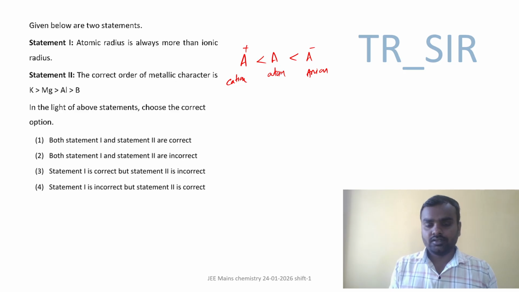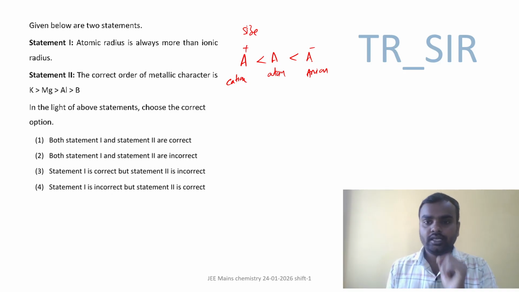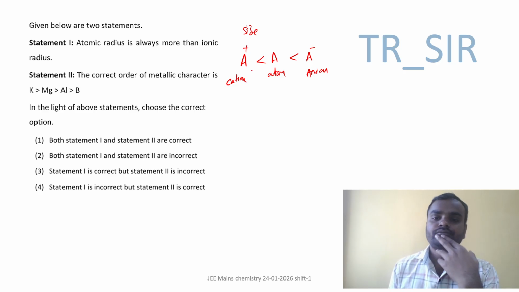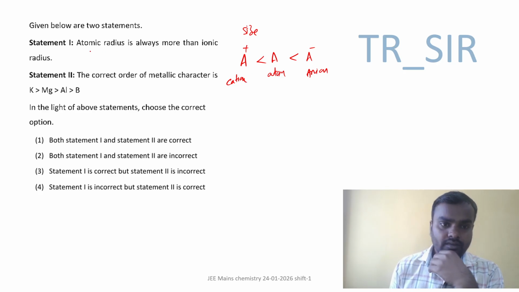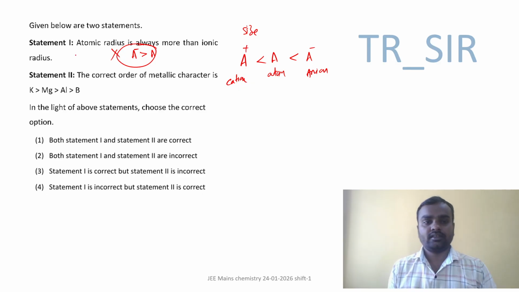So the size order is what happens. Anion is always more than the neutral atom. So A minus is more than A, then A positive. So they given that atomic radius is always more than ionic radius. So that is wrong only. And anion has more radius than atomic. So this is the right answer, but the given statement is wrong.